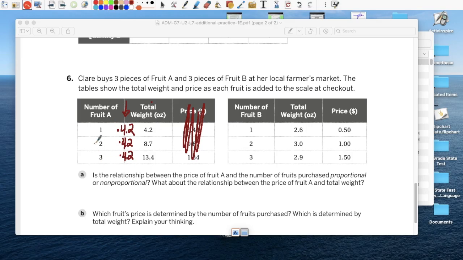So if you bought 1 apple, let's call these apples, it weighs 4.2, so 2 apples should be 8.4. Is it? No, it's not, because the second apple looks like it's a little bit heavier, right? It's supposed to be 8.4, but it's 8.7. So is there a proportional relationship? The answer is no, because the same fruits are not exactly the same, and therefore they don't weigh exactly the same. That's what question A is. Question B. Which fruit's price is determined by the number of fruits purchased?